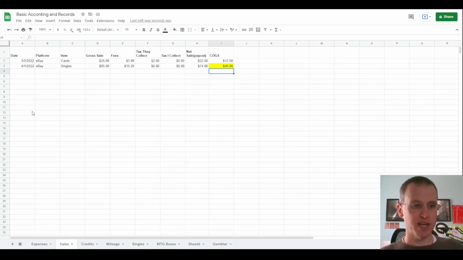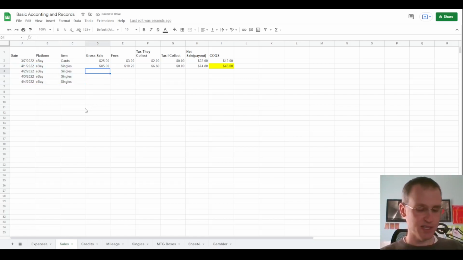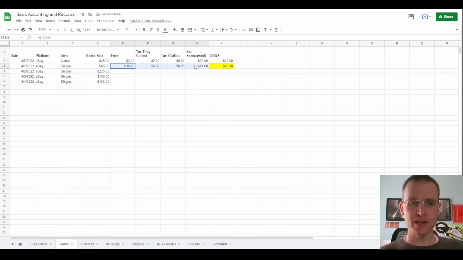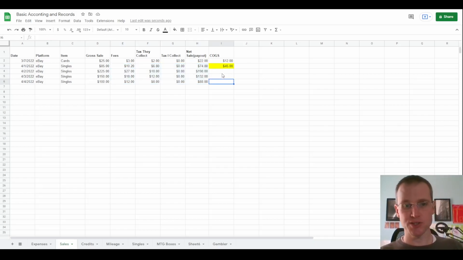So let's say that we go forward a couple days and we put together a couple more lots, and over the next several days they sell, and let's say they sell for $225 and $150 and $100. Doing good, aren't we? And we're going to record all of this information so we know what our fees were, what our payouts were, and we'll need to record COGS.